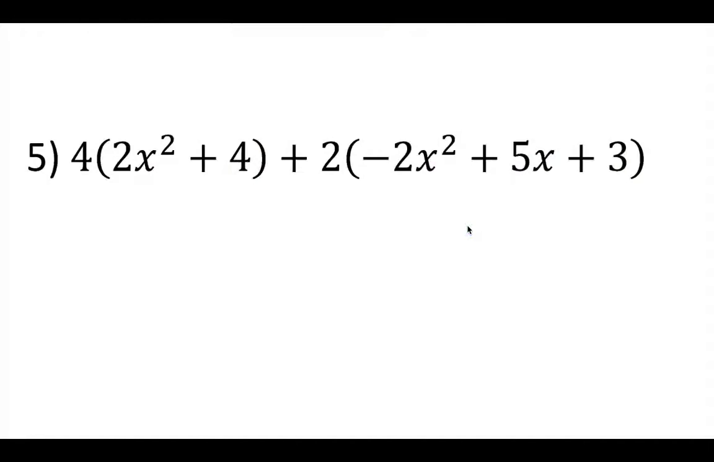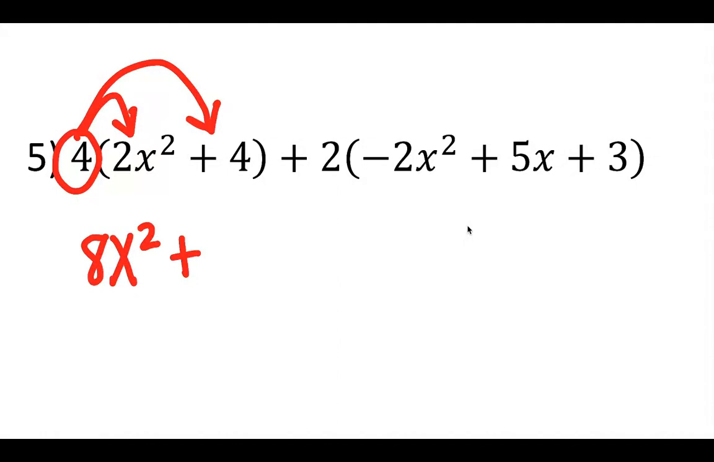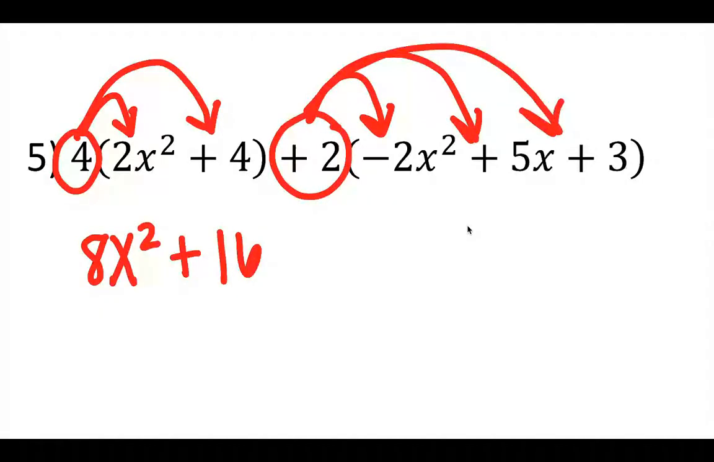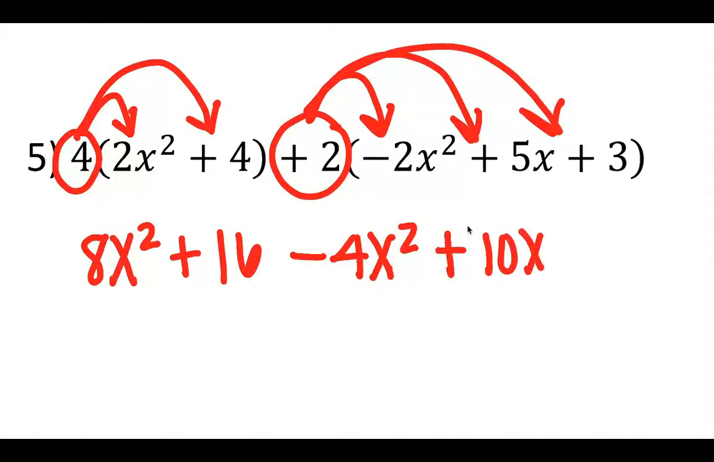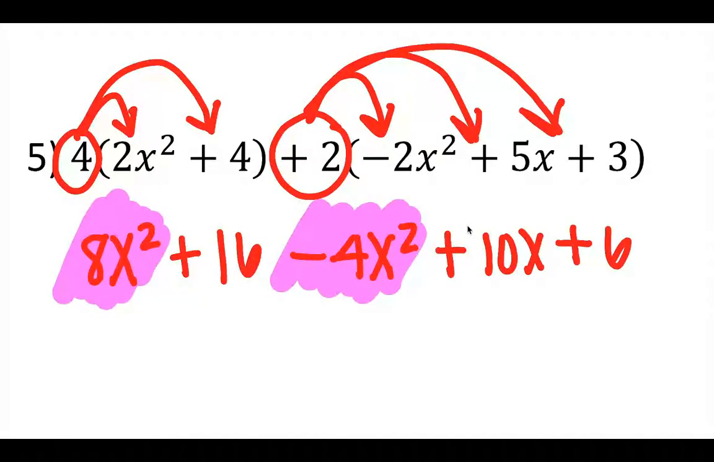Okay, now here. Now I've got some numbers in front that I need to distribute first before I do anything. So the 4 needs to go to everything in here. So 4 times 2x squared would be 8x squared plus 16. Then positive 2 times everything in here gives me negative 4x squared plus 10x plus 6. Now I can start combining all my terms again. Here's my x squared. I only have one x, and then I have 2 constants, the 16 and the 6.